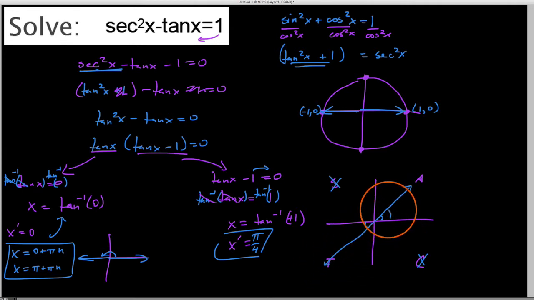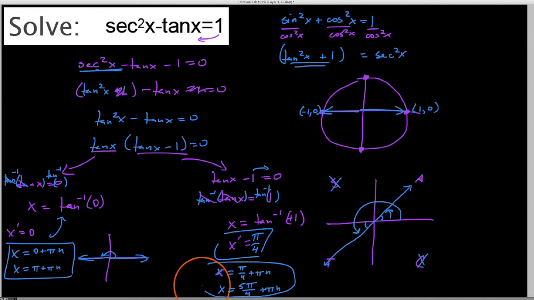So these two angles must be pi-4ths in standard position and 5 pi-4ths. So x, I'll try to be consistent here, is pi-4ths. This is a tangent function, so add on the period of tangent multiples. And then x must also be 5 pi-4ths plus pi n.